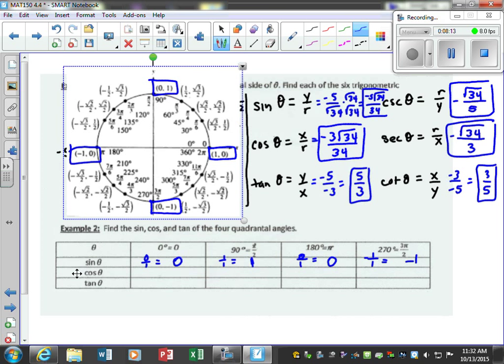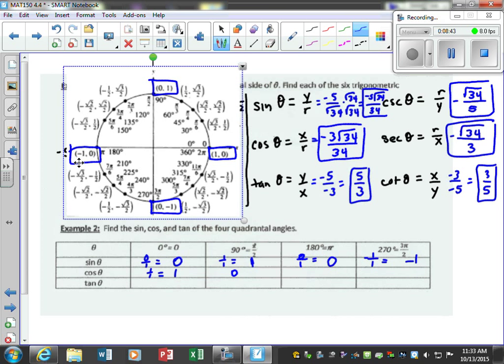Alright, we're going to do the same thing with cosine. The cosine definition is going to be x value over the radius. Alright, let's start with 0. What's the x value? 1. What's the radius? 1, so 1 divided by 1 is just 1. Okay, let's go to 90 degrees. So we're looking at this one. What's the x value? 0. The radius is 1, so what's 0 divided by 1? 0. Good.